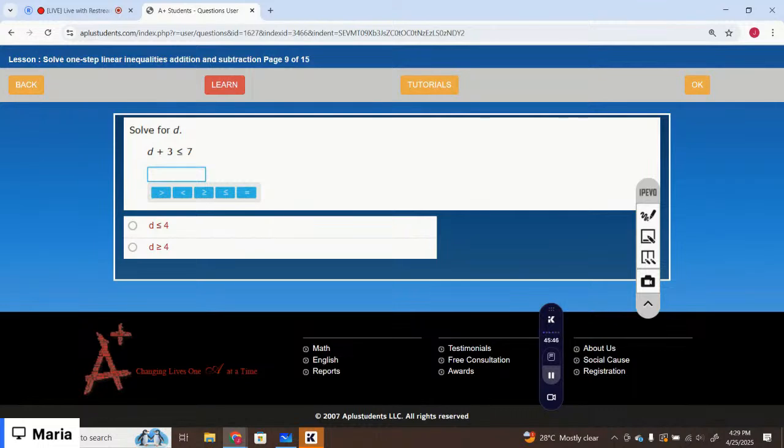Solve for D. That is D is less than or equal to 4. Okay. You can complete the lesson by yourself today. Let me just move into the next lesson.